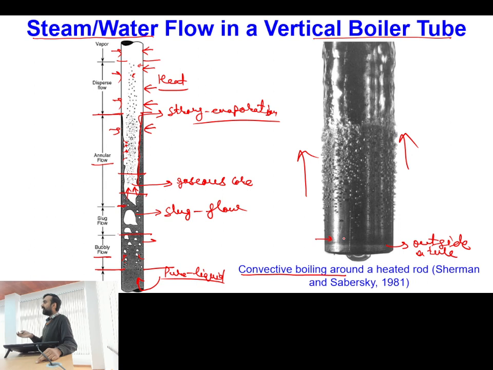Okay. So here you can see in the initial portion, this liquid is only getting heated, and then after that you will see that small bubbles are coming at the surface, and then these bubbles are further growing in size. Once these bubbles are further growing in size, they try to form a vapor blanket over the tube. Is this one clear? So that we are calling convective boiling around the heated rod. Whatever phenomenon I have shown you over here, almost similar will be the phenomenon in this scenario, but it is happening on the outside periphery of the tube.